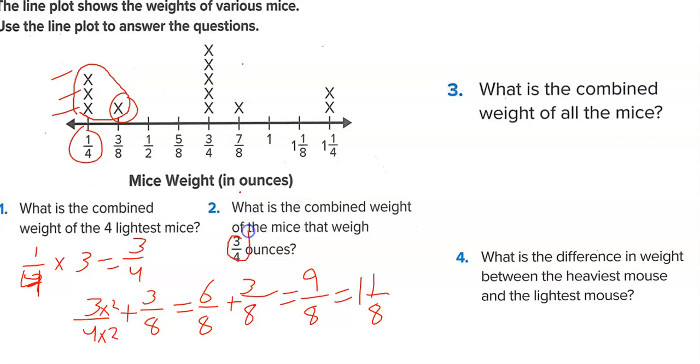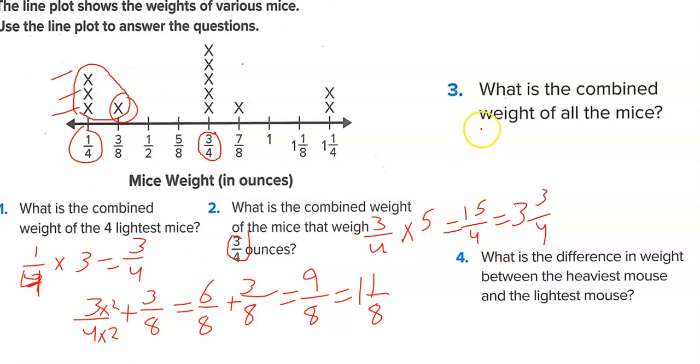Okay? Now, here, what is the combined weight of the mice that weigh 3/4? Go to 3/4. How many mice are there? How many mice are above it, repeated? 1, 2, 3, 4, 5. So multiply the weight by the number 5. So you can say 3/4 multiplied by 5. 3 times 5, 15/4, and then you simplify. 15 divided by 4 equals 3 and 3/4.